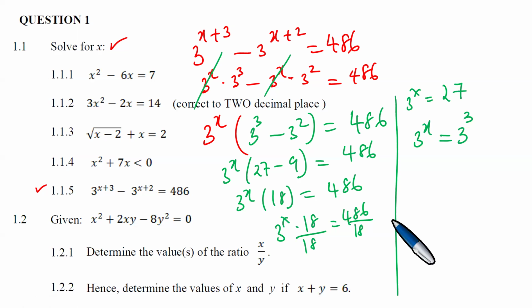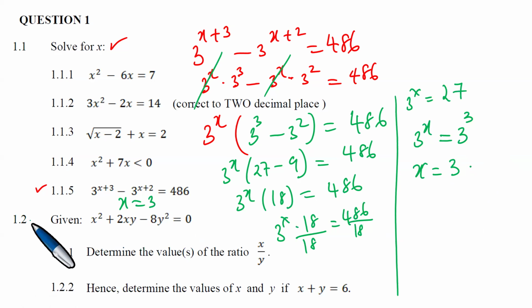We drop down the exponent. Yes, we equate the exponents because the bases are the same, and therefore we equate the exponents, getting x equals 3. And that is the solution to this. So here we have x equals 3.